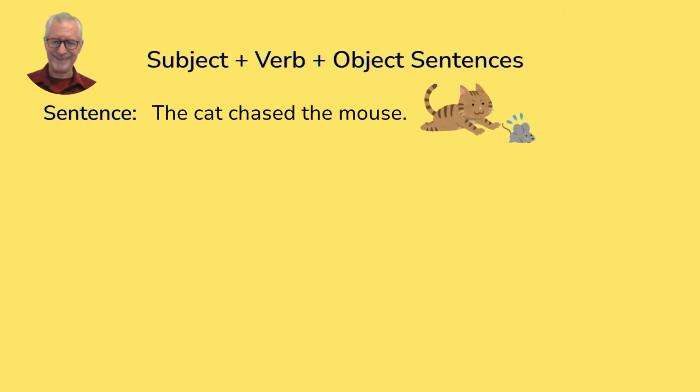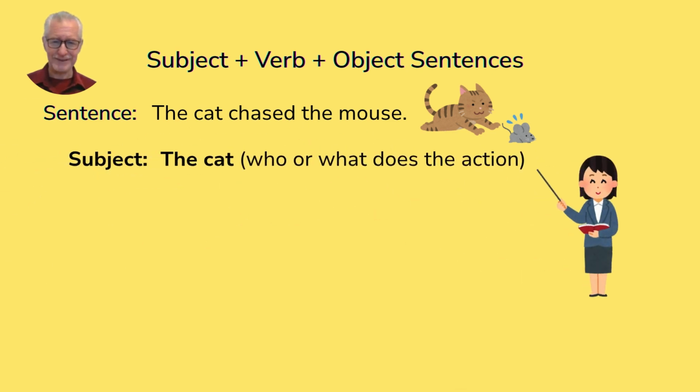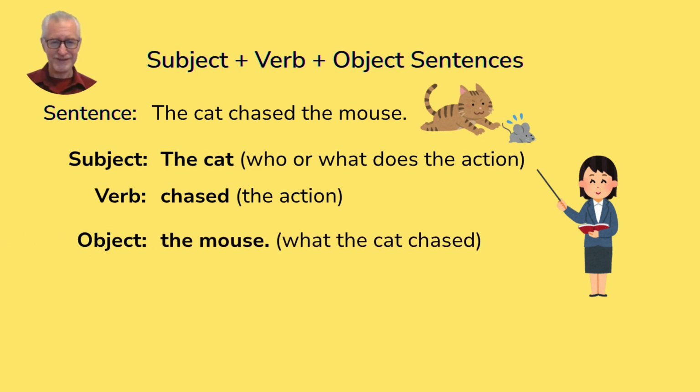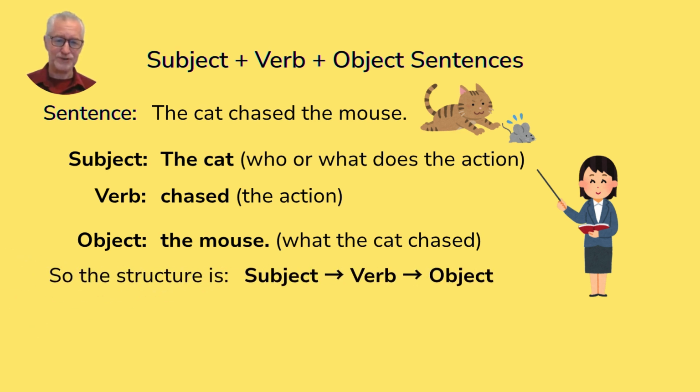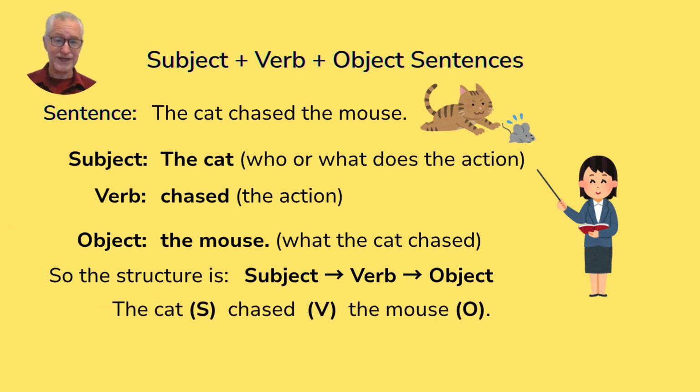So in the sentence, the cat chased the mouse. It's a complete sentence, it is a complete thought, and it makes sense. And we have a subject, the cat, that's who or what does the action. We have a verb, chased, that is the action. And we have an object, the mouse, that is what the cat chased. That is the receiver of the action. So the subject, the cat, is the doer of the action. The object, the mouse, is the receiver of the action. So this structure is the subject, verb, object sentence structure. The cat subject, chased verb or action, the mouse object.